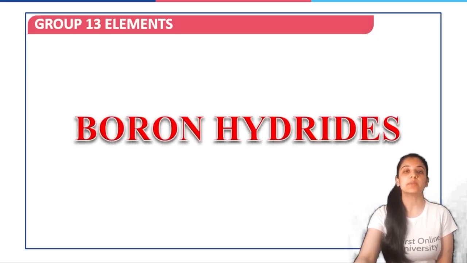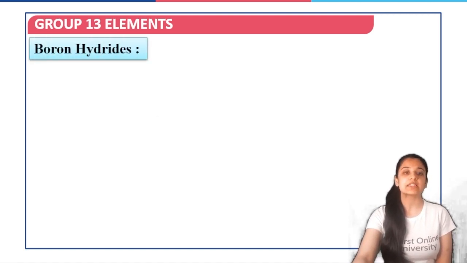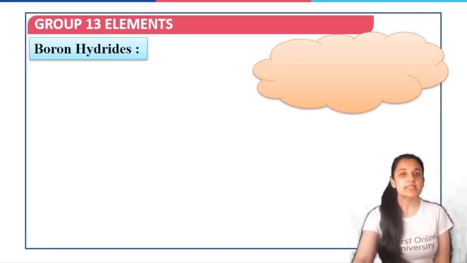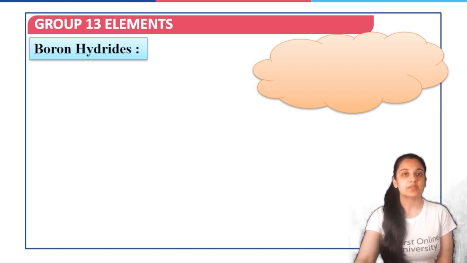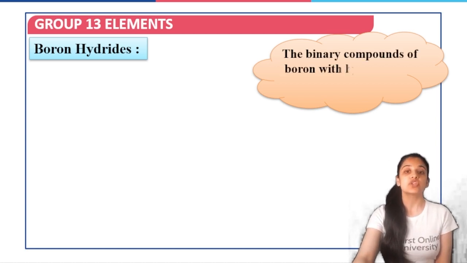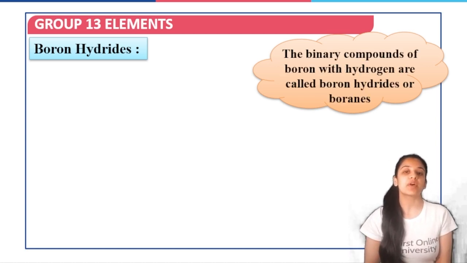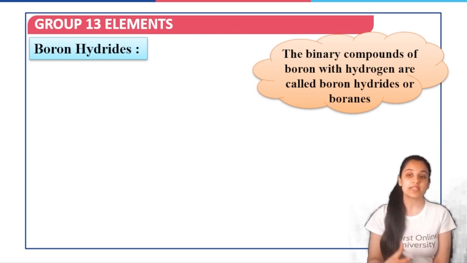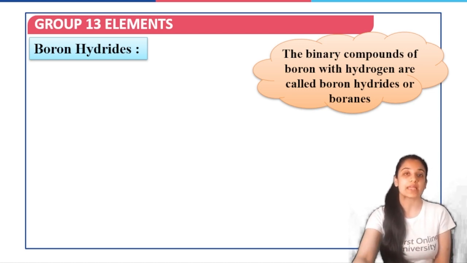Let's first begin with boron hydrides. Now, we've already discussed in brief and also in detail about boron. Let's now move on to our discussion on boron hydrides. Now, as is clear from the name, boron hydrides means boron and hydrogen present in the form of H minus. So when we talk about the binary compound of boron with hydrogen, we call it boron hydrides, and we also know it by the name of boranes.